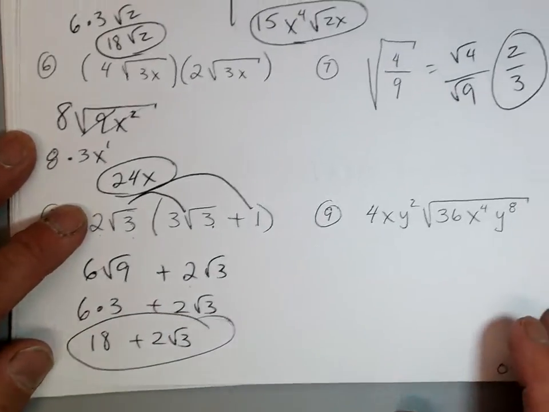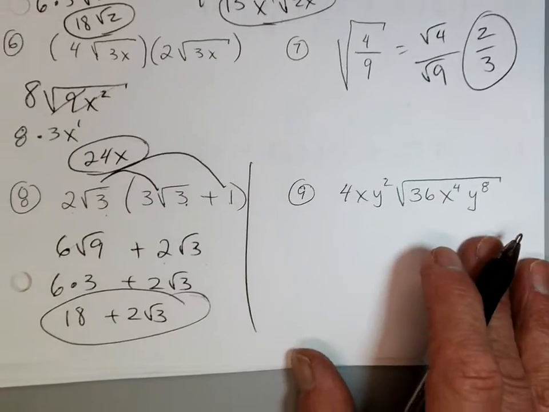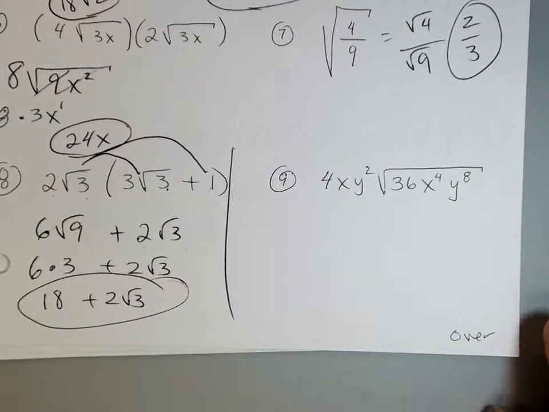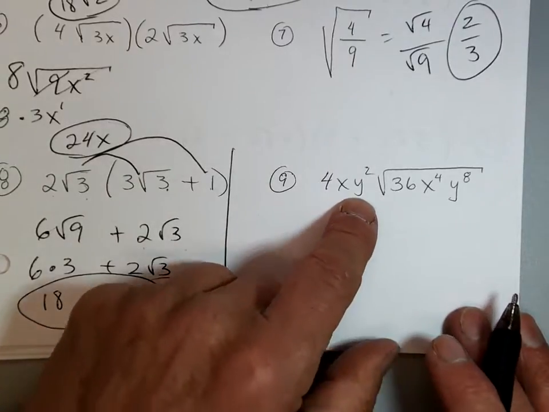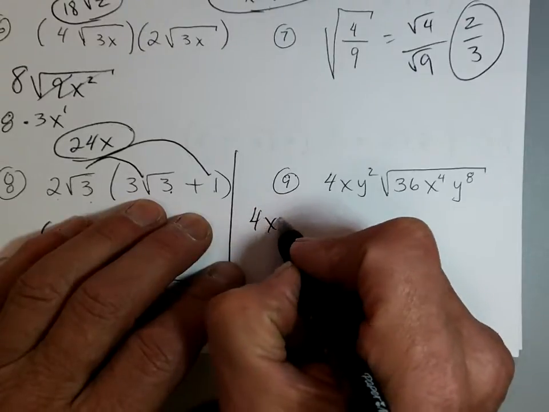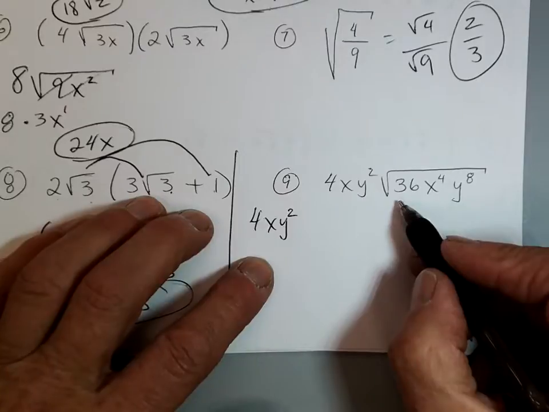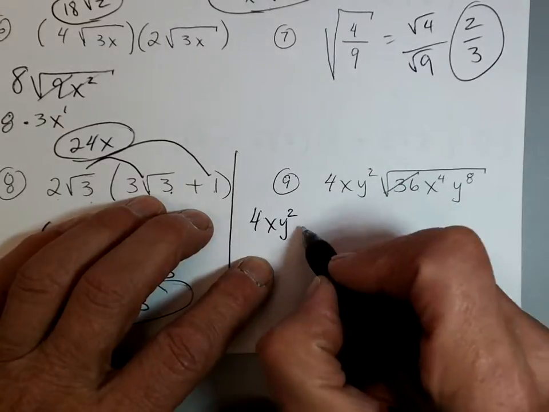Okay, 9, probably the hardest one, but we can do it. Actually, this one's not that bad, because I gave you good, easy numbers. Okay, 4xy squared. Leave it on the outside. Just leave it out there, okay? Is there a square root of 36? Yeah, plain old 6.